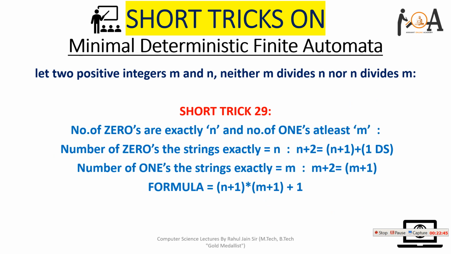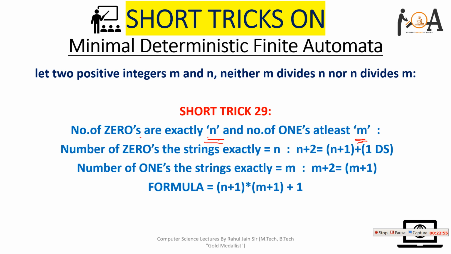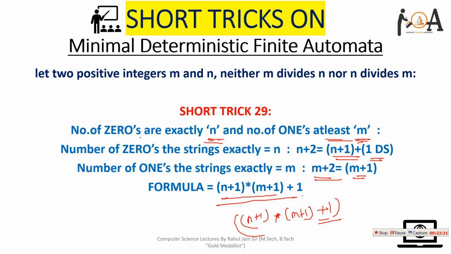So guys, the next shortcut trick is, if number of zeros are exactly n and number of ones are at least m, then I require n plus 1, plus 1 dead state, for the zeros, and for number of ones at least m, I require m plus 1 states. So the total number of states required to fulfill this question is (n plus 1) into (m plus 1) plus 1. It is the formula to calculate.